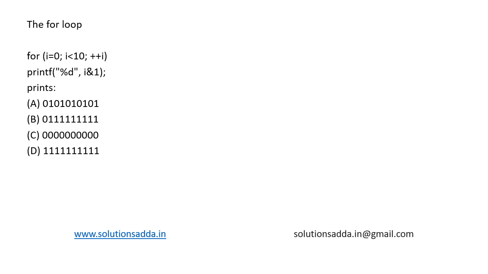This is a question from C programming. The for loop: for i equal to 0, i less than 10, ++i. printf "%d", i & 1. This is an AND operation, that is bitwise AND. And the question is we are asked to find out what will be the printed value. So ideally, we have to perform bitwise AND operation with values i equal to 0 till i equal to 9.